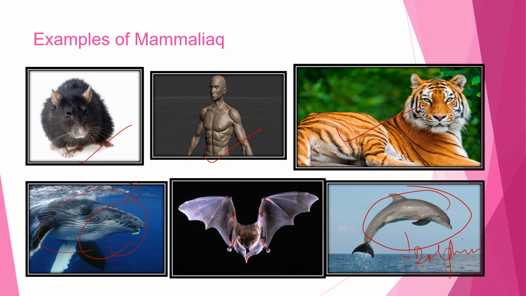Other than that, we have two other exceptions of this Mammalia class that we will discuss in the next slide. So these are all under this Mammalia group. So these are the examples.